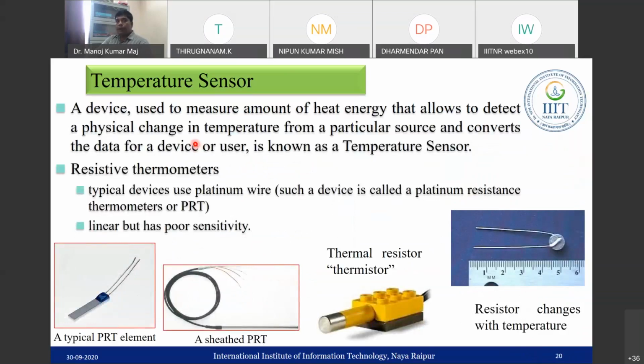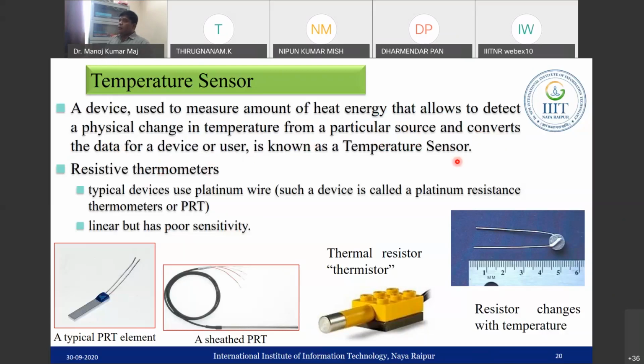Next one is the temperature sensor. It works on the principle of temperature. A temperature sensor is mainly a device used to measure the amount of heat energy, because temperature is a kind of heat that can be present in the environment or on a surface. A device that can detect a physical change in temperature from a particular source and convert the data for a device or user is known as a temperature sensor.